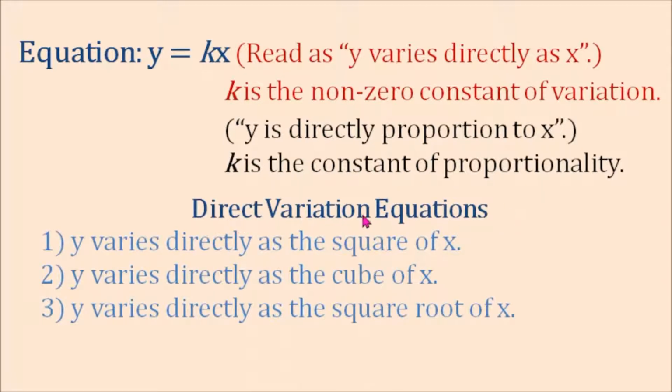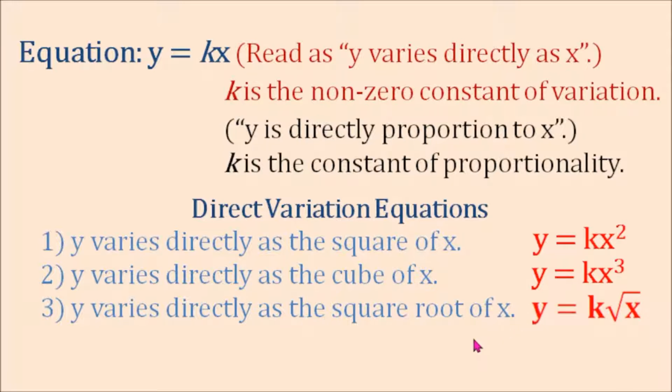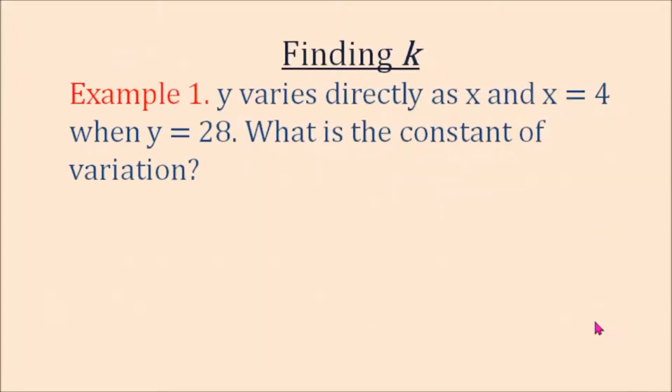These are the direct variation equations. y varies directly as the square of x. It can be written as y equals kx squared. y varies directly as the cube of x. It can be written as y equals kx cubed. And y varies directly as the square root of x. So it can be written as y equals k times square root of x.